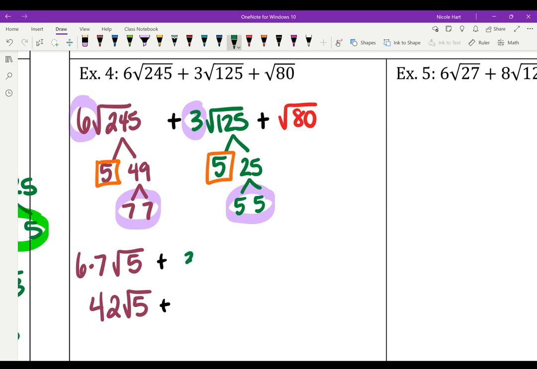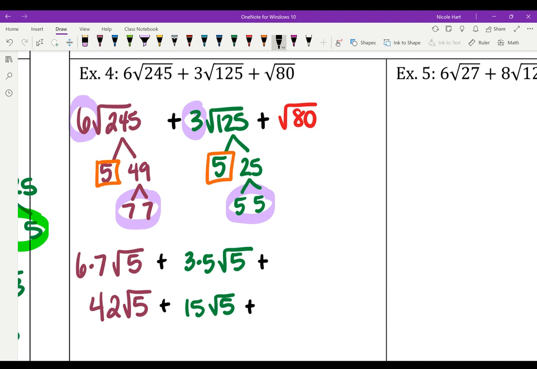I'm starting to notice a pattern. That 5 is on the inside. You will have problems where you're going to have different insides, but you might also have problems where they all have the same inside. So you might be able to kind of shortcut some of your answers, and I'll show you how to do that with 80. So we have 3 times 5, which is 15 root 5.